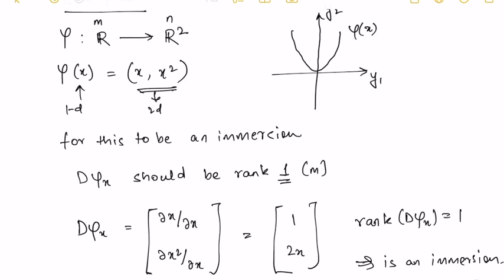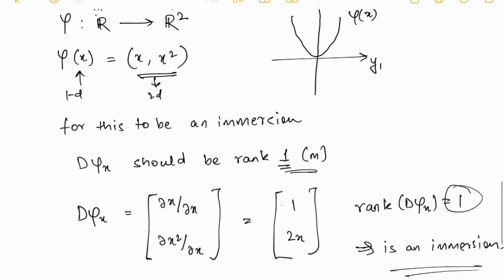Alright, so an easy example to see how we find if a function is immersion or not. This function goes from 1 dimension to 2 dimensions, so m equals 1 and n equals 2. The function is very simply defined as this parabola x comma x square. We find the Jacobian of this function, and then we see that the rank of the Jacobian is equal to 1, which is equal to m. So we say that this function is an immersion, right?